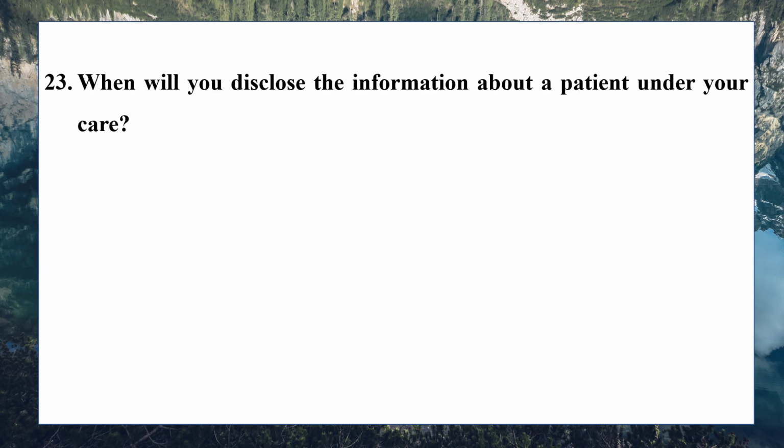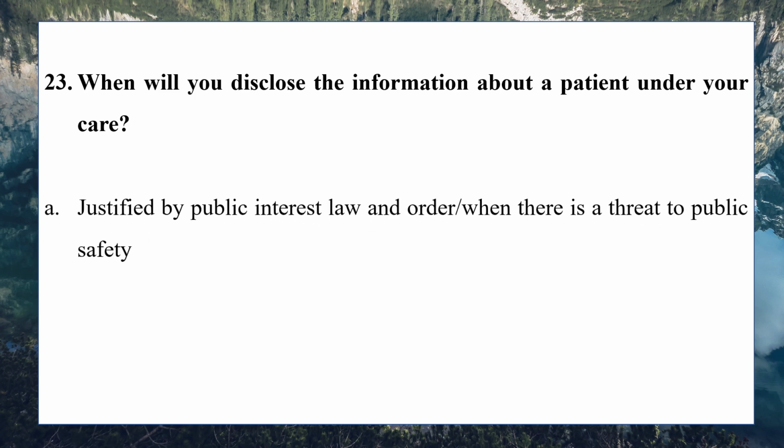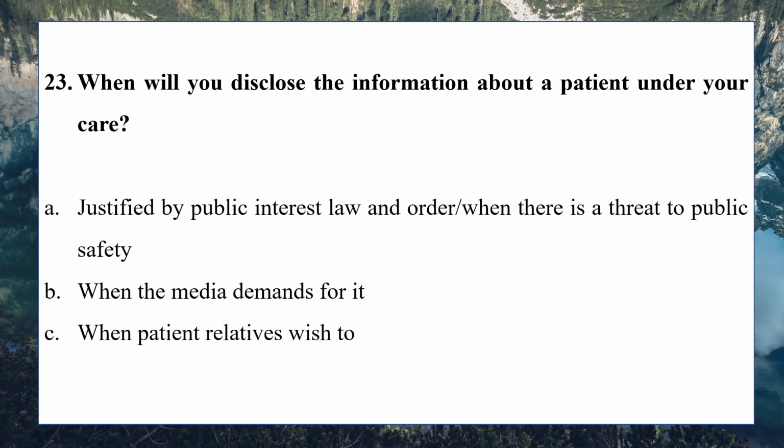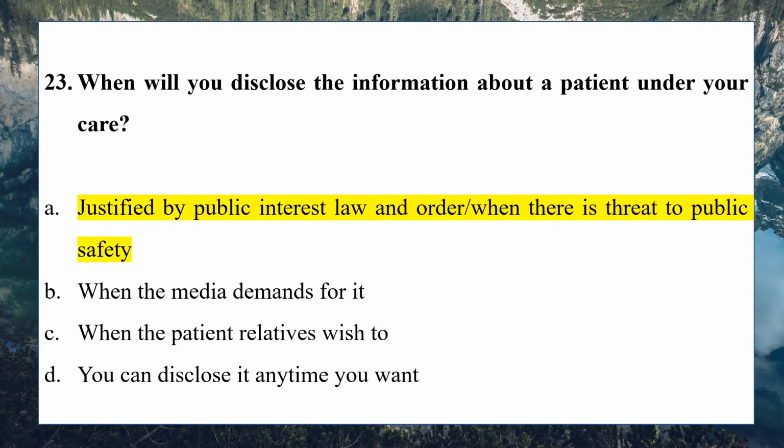When will you disclose the information about a patient under your care? Option A. Justified by public interest, law and order when there is a threat to public safety. Option B. When the media demands for it. Option C. When patient relatives wish to. Option D. You can disclose it anytime you want. Answer is A. Justified by public interest, law and order when there is a threat to public safety.